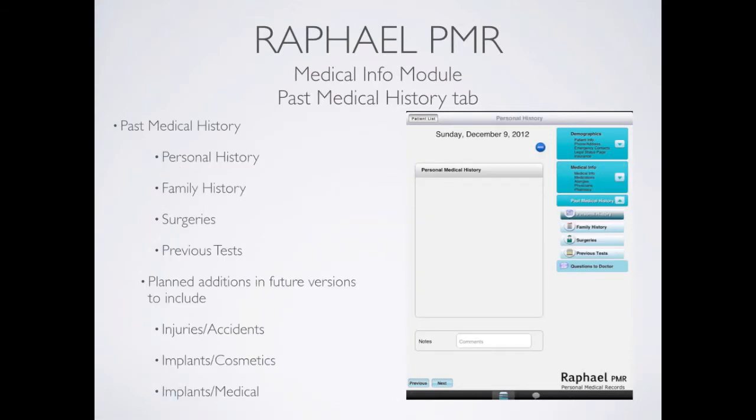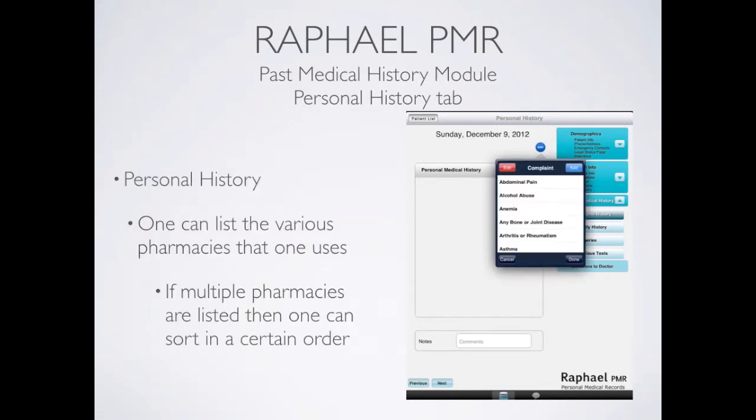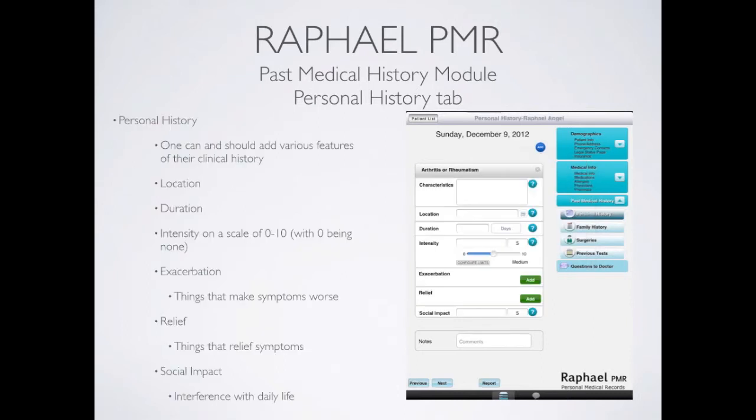Let's move on to past medical histories. Here we see things like personal history, family history, surgeries, previous tests, and in future we hope to include things like injuries from accidents and implants, whether they're cosmetic or medical. Under personal histories, you'll click the plus button and it'll note a complaint. Here we can put things in like abdominal pain, alcohol abuse, anemia, asthma, and we can aggregate multiples of these.